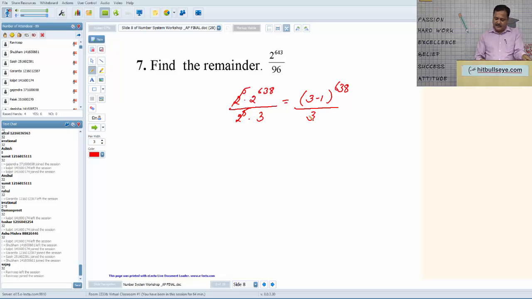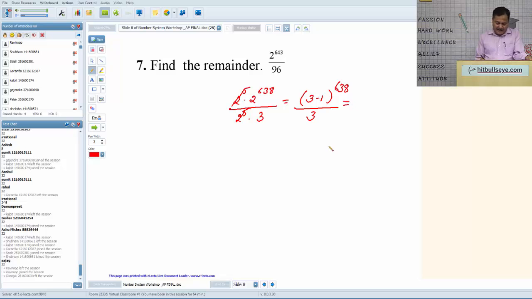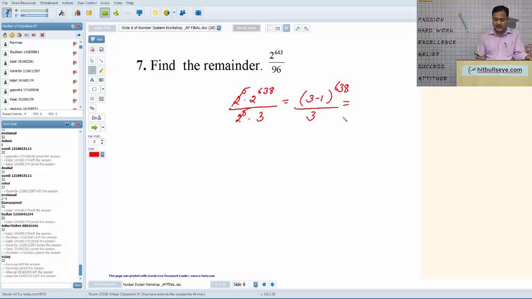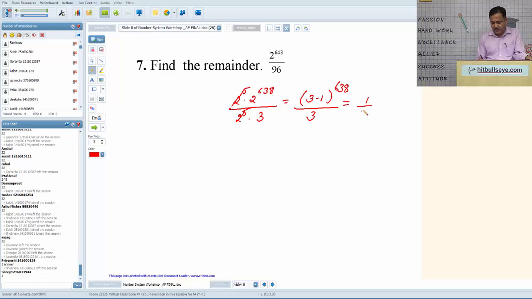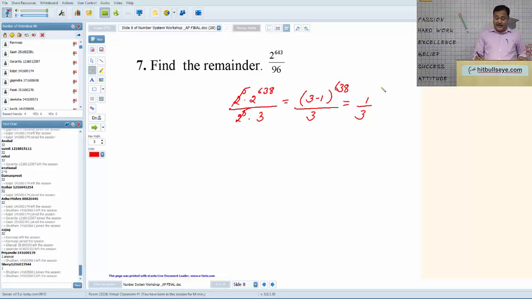Now this 3 is divisible by 3, so the remainder would be 0. So we will remain with minus 1, and minus 1 raised to 638. 638 is an even number, so minus 1 raised to an even number, the remainder would always be 1. So 1 by 3. If we divide the numerator by 3, the remainder would be 1.